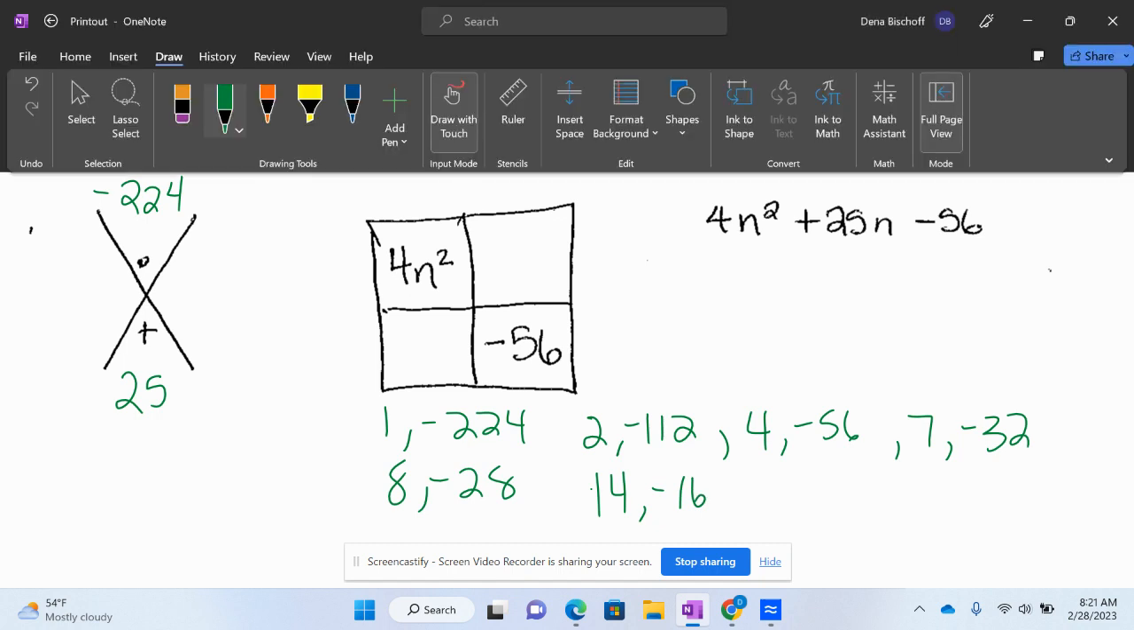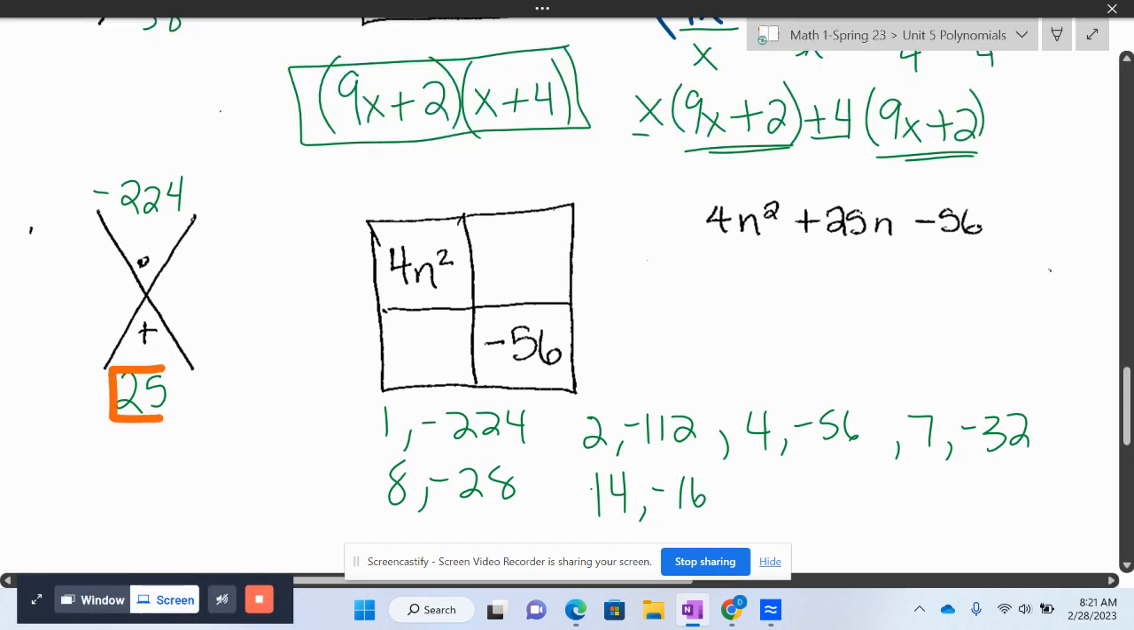Okay, so the difference that I'm looking for is 25, right? This is not going to give me a difference of 25.